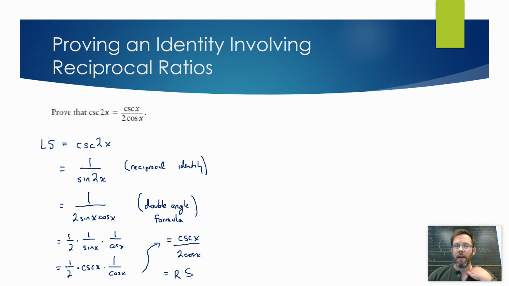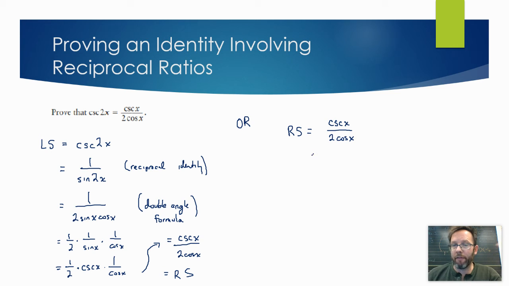We've taken the left-hand side and we've made it look like the right-hand side. But here's what you could do too. There's nothing wrong with starting from the right-hand side. If you think the right-hand side is a bit easier to manipulate, then go for it. There's definitely more than one way to prove an identity a lot of the time.